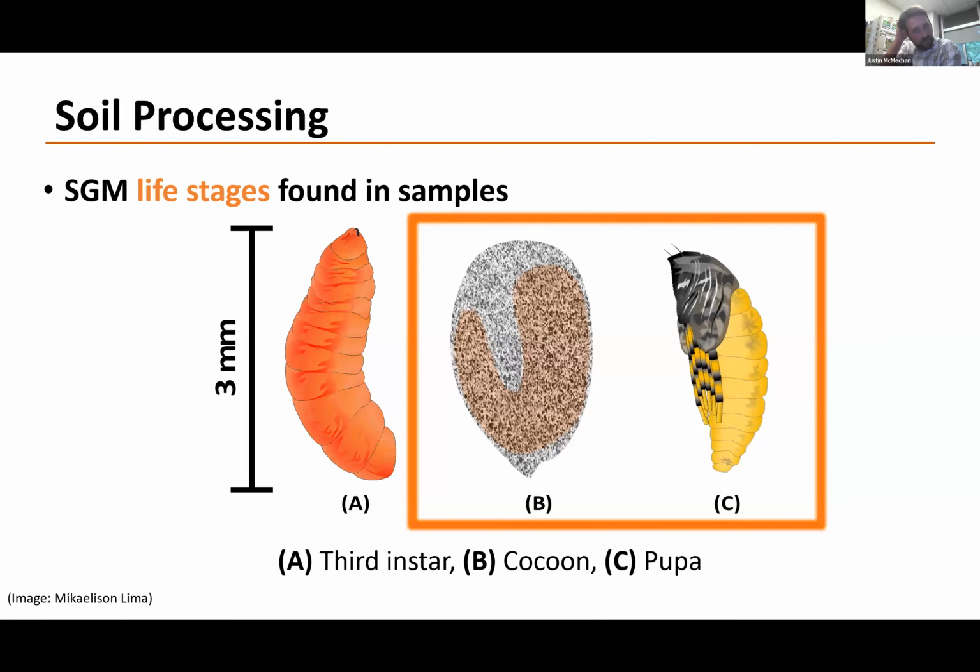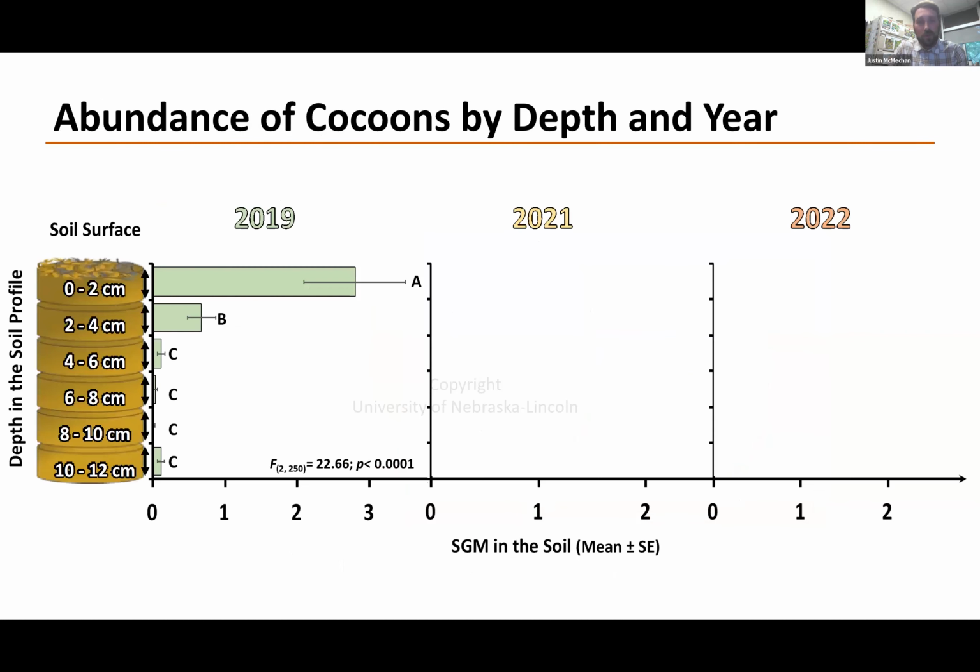And then we wanted to note that what you're going to see in a lot of the slides that are coming up is that we had 3 life stages we were really accounting for when we say a cocoon, which obviously is just B in this case, but any third instar larvae found in there, as well as cocoons or pupa that were located, are accounted for as present in different parts of the soil profile. So without further ado, we'll jump through the results of that data.